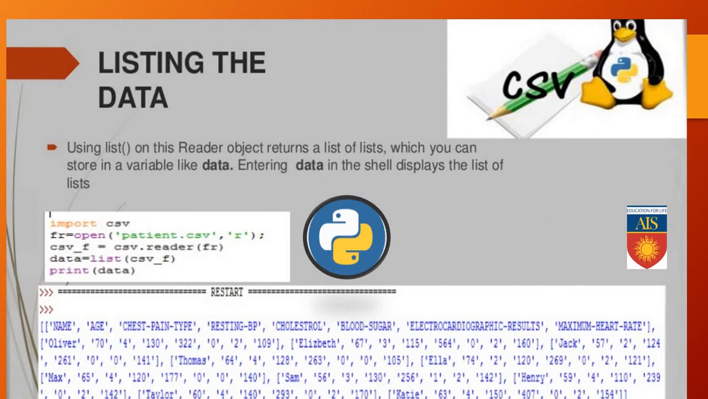Listing the data. Using list on this reader object returns a list of lists, which you can store in a variable like data. Entering data in the shell displays the list of lists. The command will be: import csv, if_are = open, then provide your CSV file name, csv_if = csv.reader, then data = list(csv_if), and then print data.